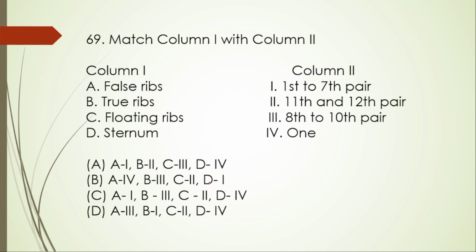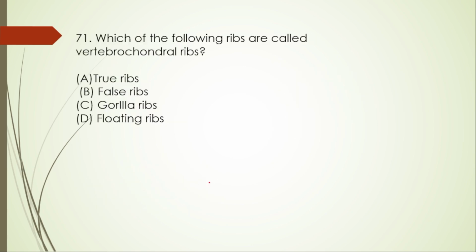70th question. Which of the following ribs are called vertebrochondral ribs? A. True ribs. B. False ribs. C. Floating ribs, and then D. Floating ribs. So here the right option is B.